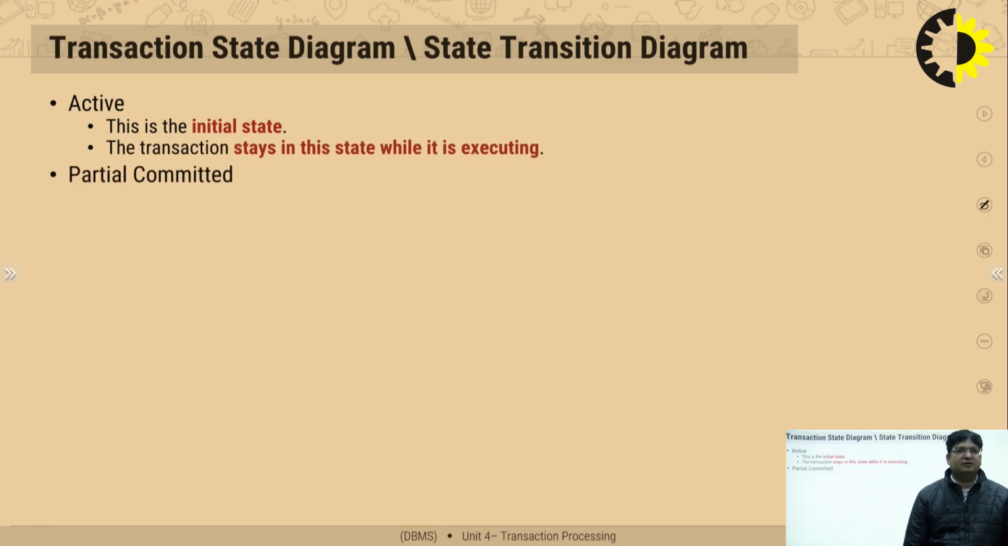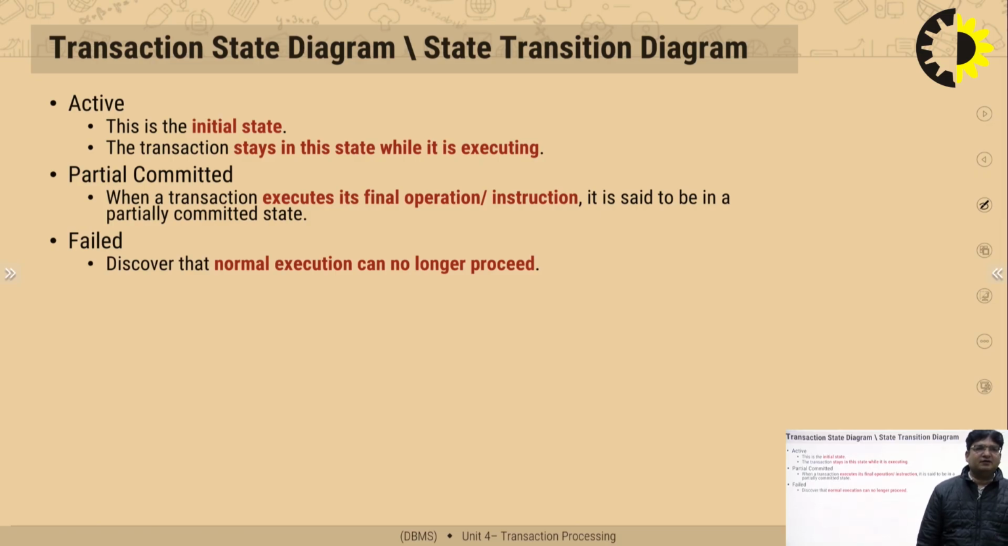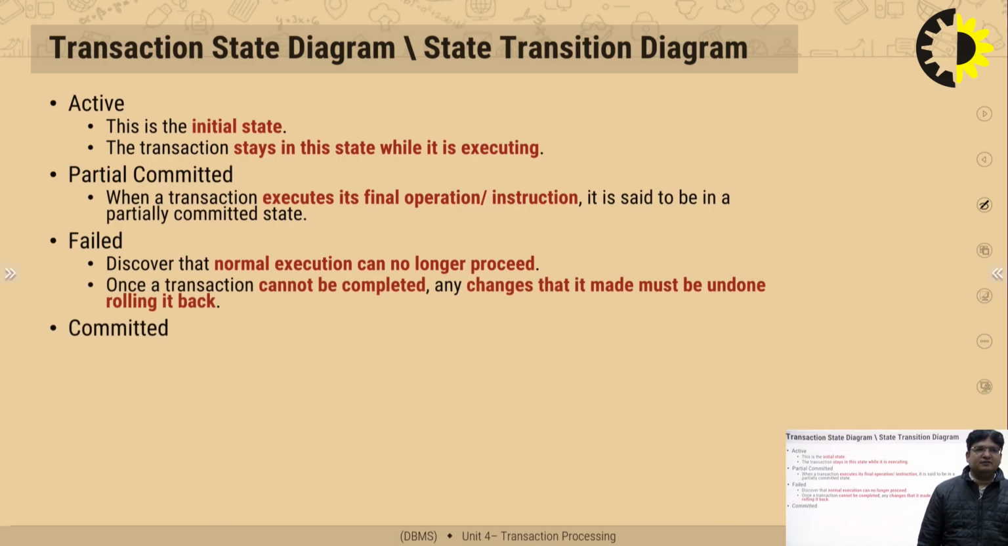So, let us have a quick recap of the transaction state diagram. Active state: it is the initial state, and the transaction stays in this state while it is executing. Partially committed: when a transaction completes its final operation or instruction, it is partially committed. Failed state: when we discover that normal execution can no longer proceed, then it is failed state. Once a transaction cannot be completed, any change it made must be rolled back.